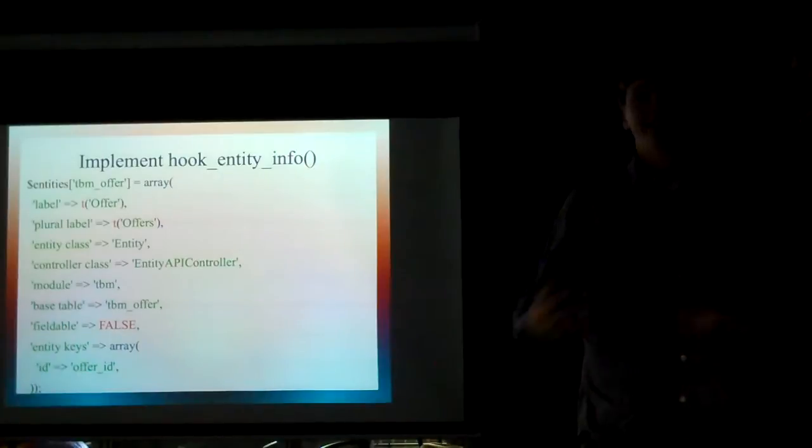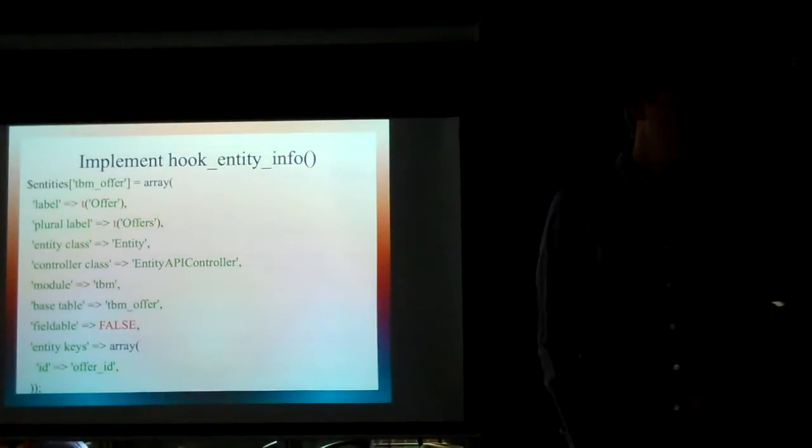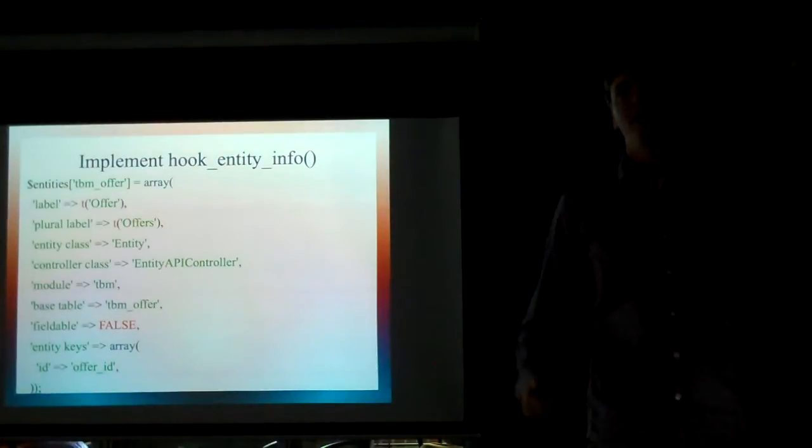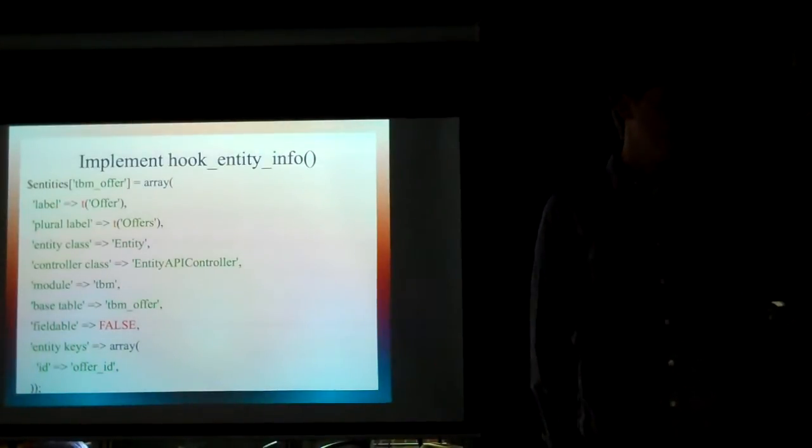And so you want to use that because that gives you all kinds of extra stuff, all kinds of functionality we're going to talk about. Then the controller class, entity API controller. Again, that's from the contrib module. Provides all kinds of great functionality we'll talk about. Define the module that you're defining this for, which is TBM.